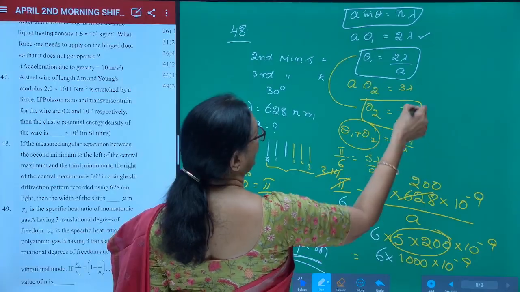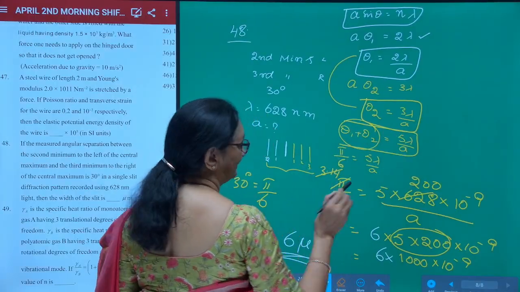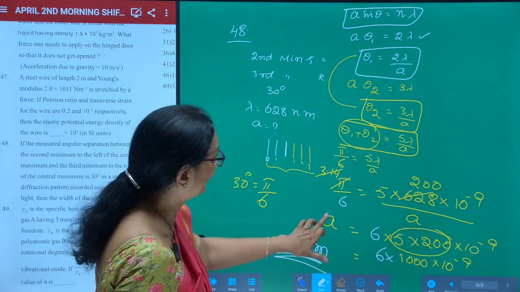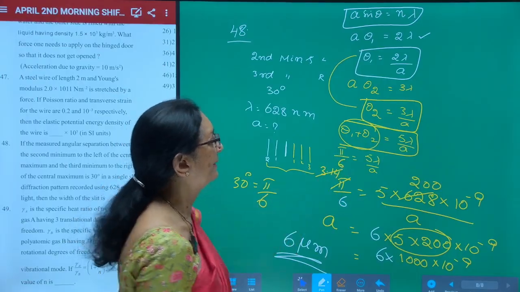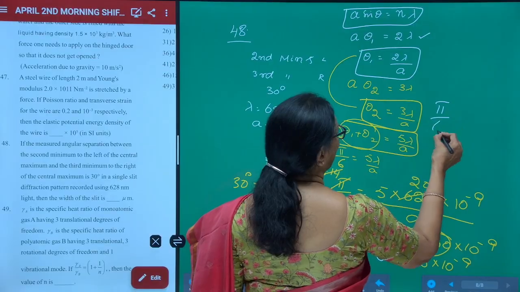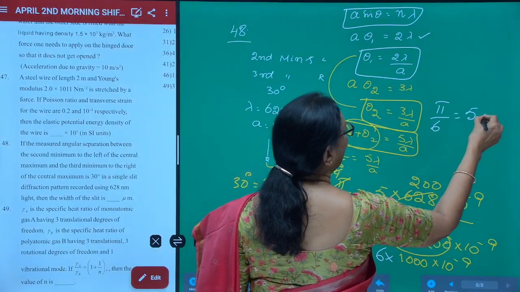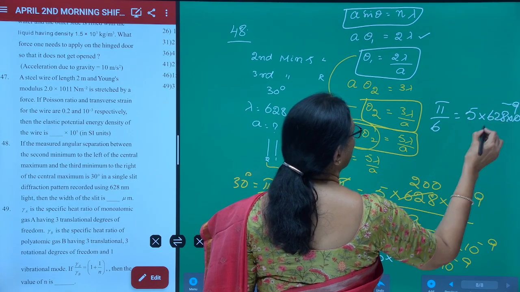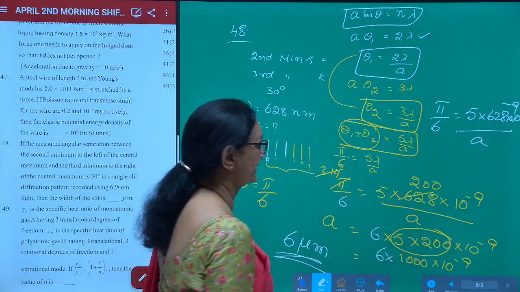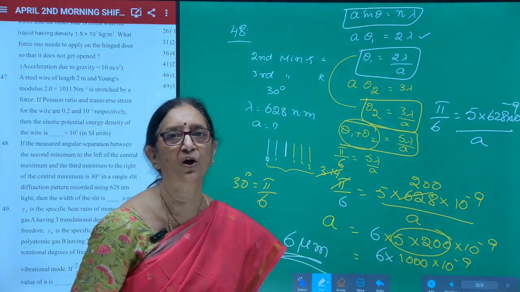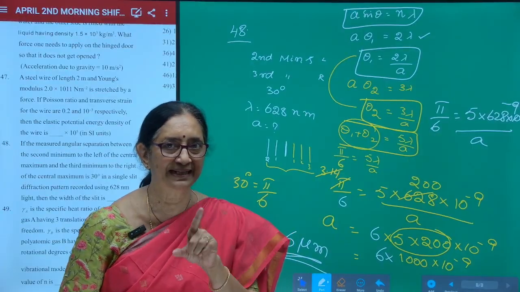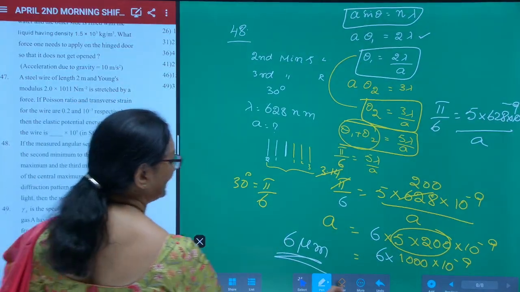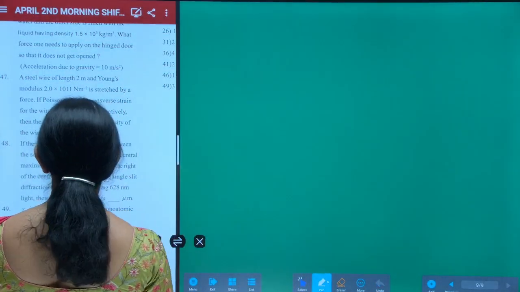Theta 1 plus theta 2 is 5 lambda by A. That's it. So here theta 1 plus theta 2 is given as 30 degrees, that is pi by 6. So pi by 6 is equal to 5 lambda, 628 into nano 10 power minus 9, divided by A. That's it. On simplification, you get A as 6 micrometers. Okay. Next, let us go to question number 49.